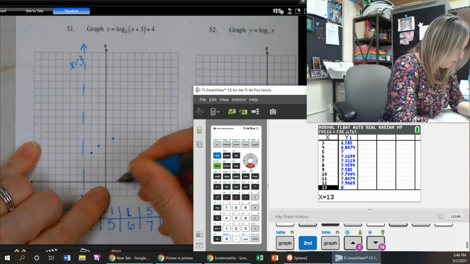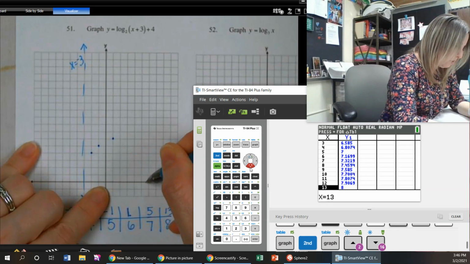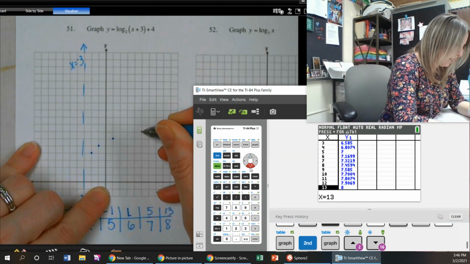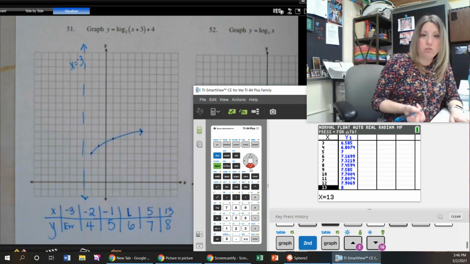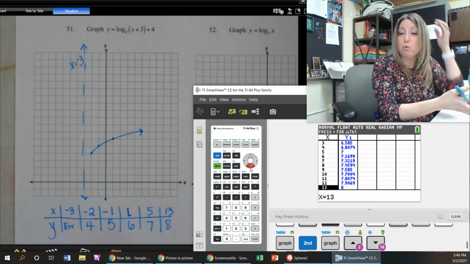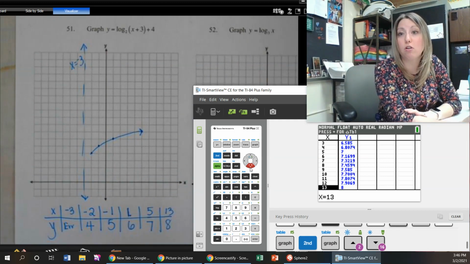Let's try again. 1, 2, 3, 4, 5. 1, 2, 3, 4, 5, 6, 7. I really wanted to count that x, and that's not where it goes. Stop at the last point that fits, just like that. That's actually a lot of points that we got to fit for an exponential, or excuse me, for a logarithmic.